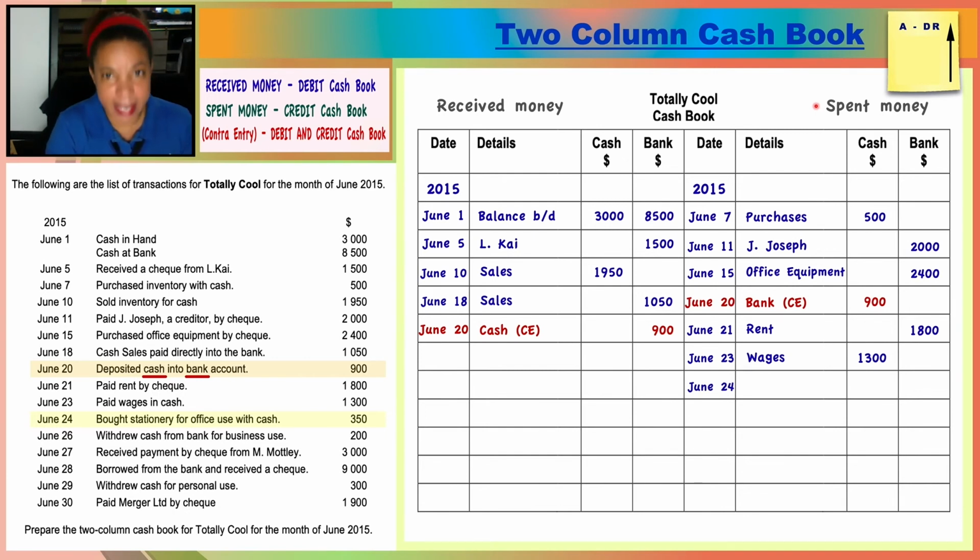credit side again. So you just put the date. What did you spend it on? Stationery, that is what you purchased. You bought for office use. You used cash, so you go under the cash column, $350.